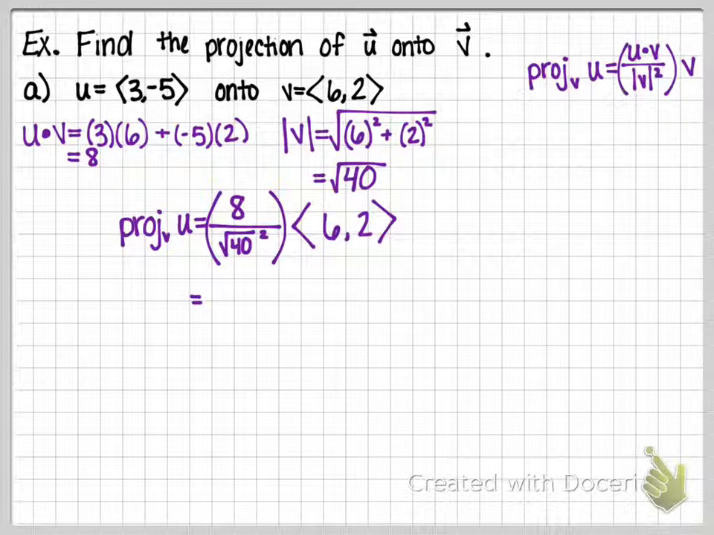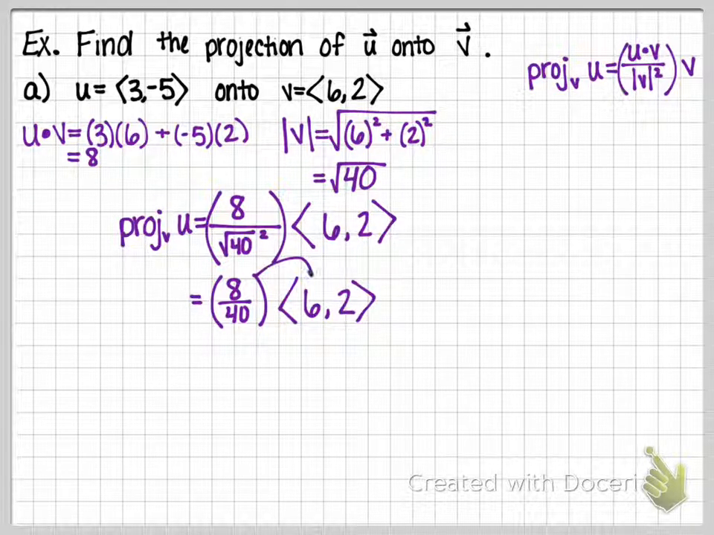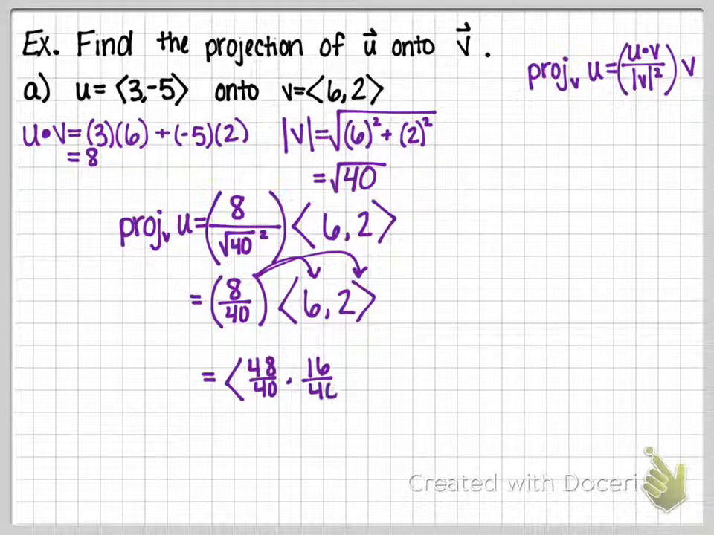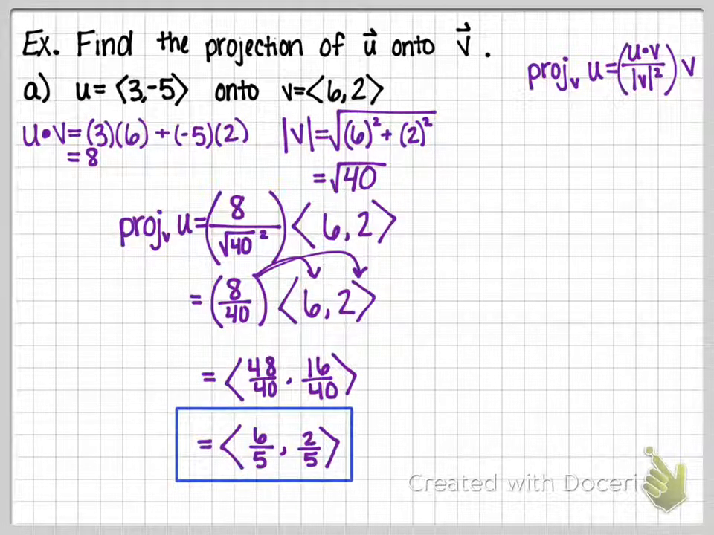All right, so when I square a square root, they're just going to cancel out. So I have 8 over 40, and I'm going to distribute it out over 6, 2. So once I distribute out, I'm going to end up with 48 over 40 and 16 over 40. Those can easily be cleaned up, so go ahead and simplify them. We'll end up with 6 fifths and 2 fifths. So that right there is going to be my projection of u onto v.